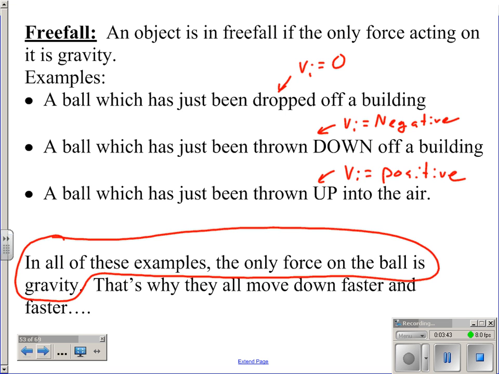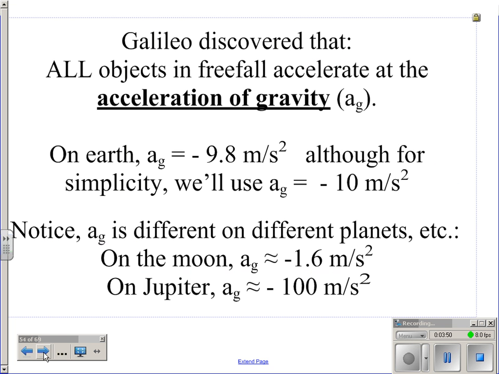Or in the case of the ball that you threw up, it's going to move up slower, slower, slower, stop, and then come down faster and faster and faster. Okay. So Galileo discovered that all objects in free fall accelerate at what's called the acceleration of gravity. We're going to use the symbol AG to represent acceleration of gravity. Just so that you know, many books throughout the world will use just a lowercase letter g to represent that same thing. I prefer using AG because it emphasizes the fact that it is, in fact, an acceleration.